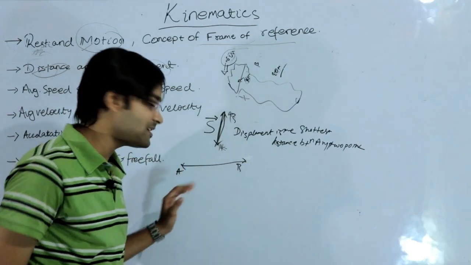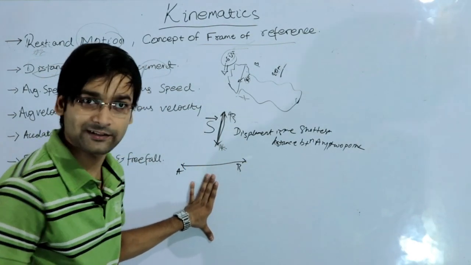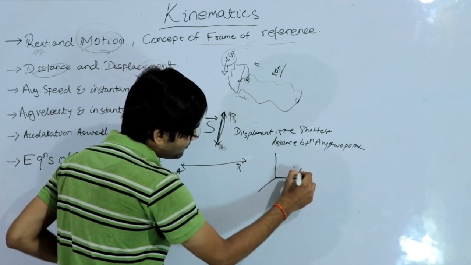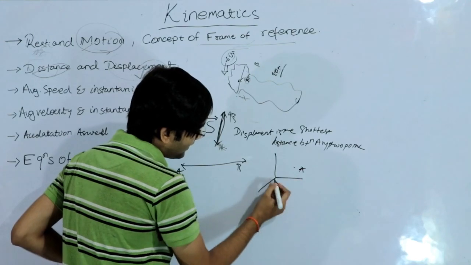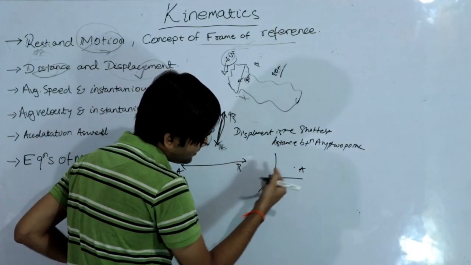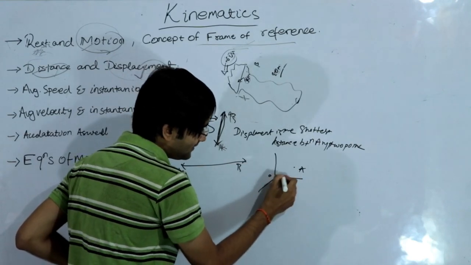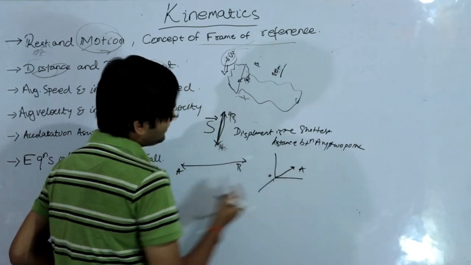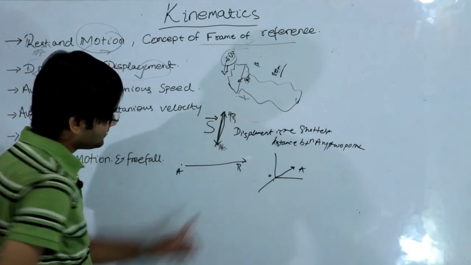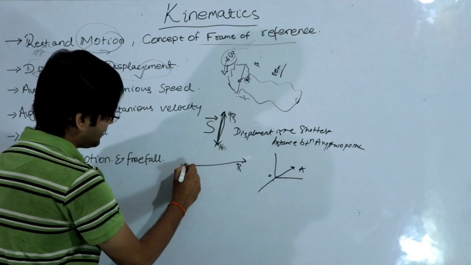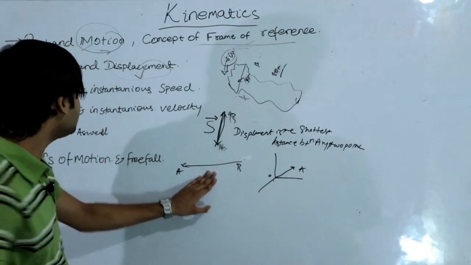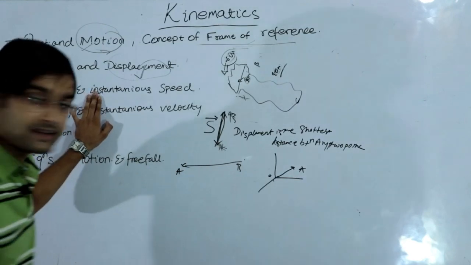It sometimes behaves as a position vector. Position vector means if this is a coordinate system and this is any point, let it be A, and this is the origin O, and you are measuring the position of A, you can draw it like this. So this sometimes behaves as the position vector. If you are measuring from A to B, then this is the vector mark. If you are measuring from B to A, then it is this sign. This is all about distance and displacement.